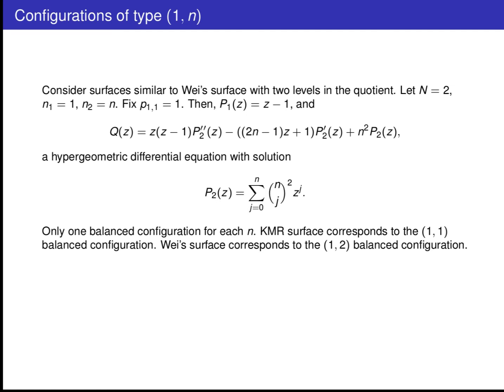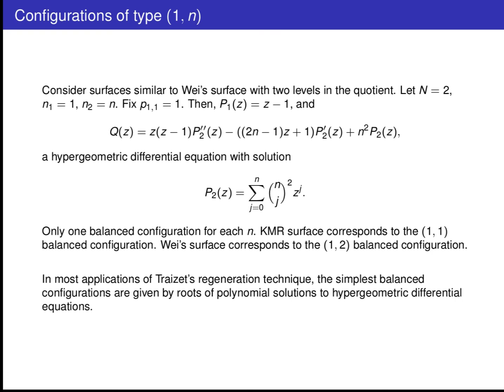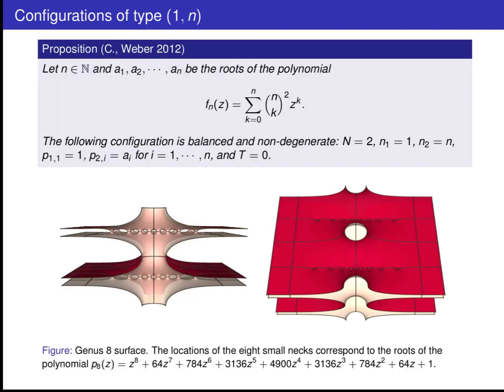The KMR surfaces correspond to the 1, 1 balanced configuration. Wey's surface corresponds to the 1, 2 balanced configuration. Note, in most applications of Traizet's regeneration technique, the simplest balanced configurations are always given by the roots of polynomial solutions to different hypergeometric differential equations. So, configurations of type 1, n.